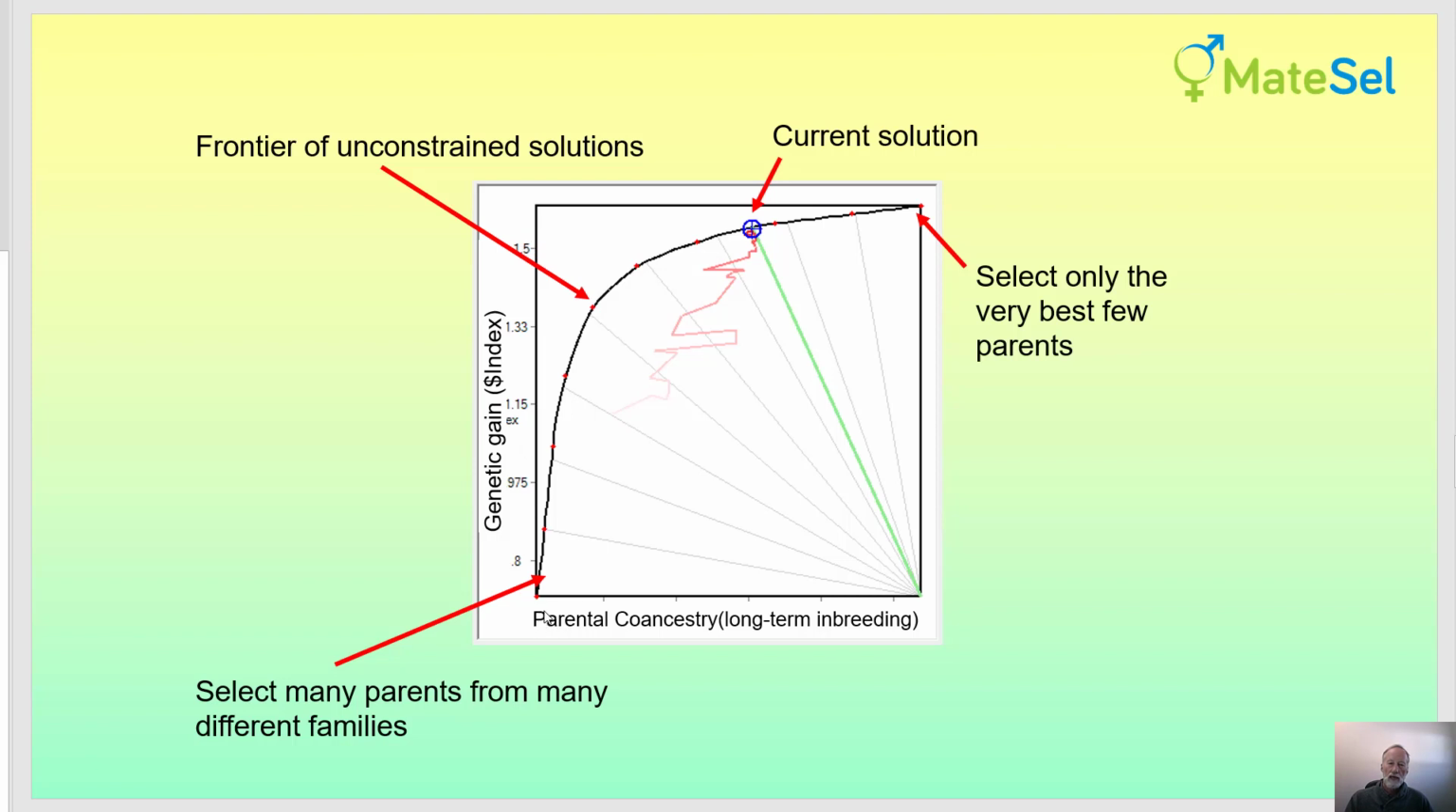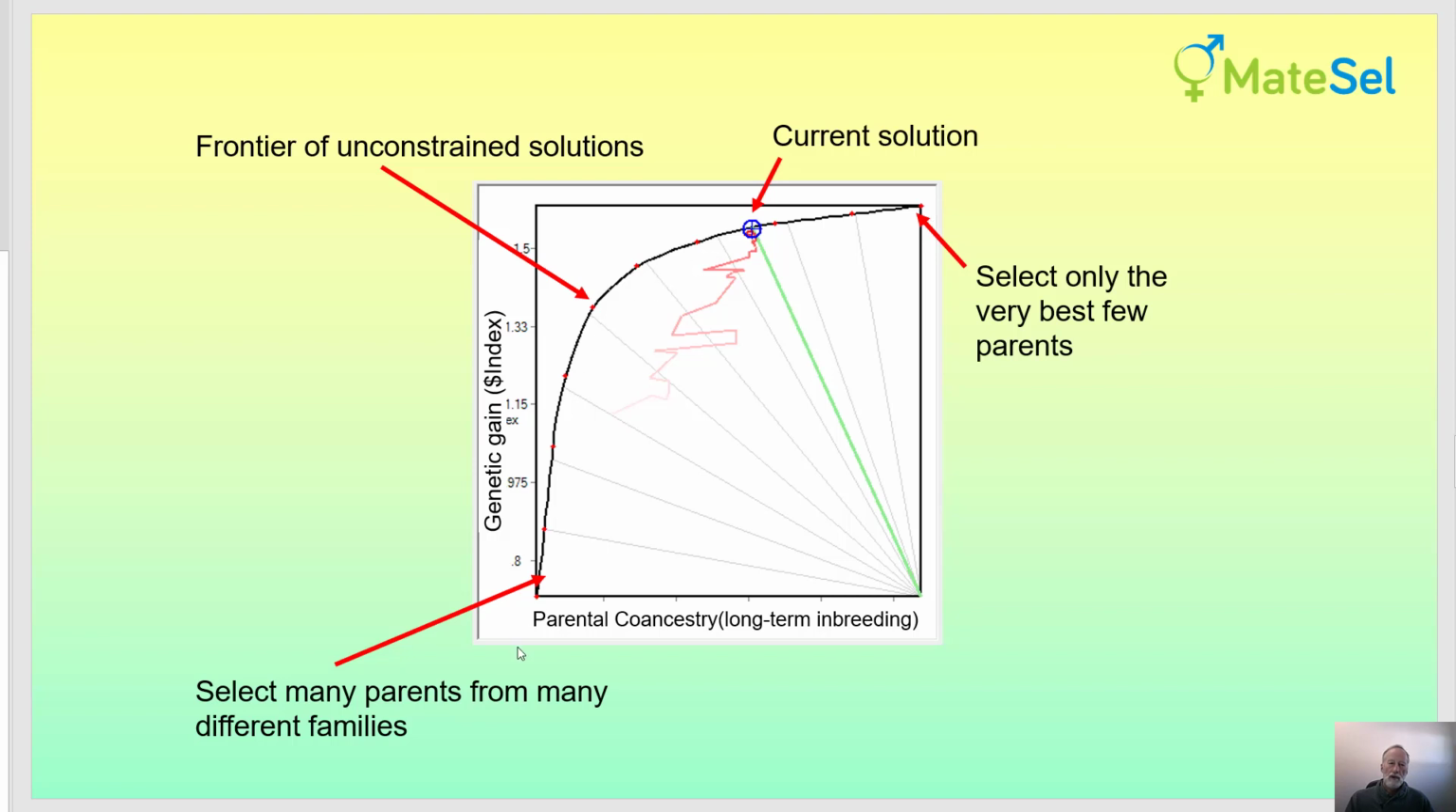On the x-axis, we have parental coancestry, and we want that to be low relationships amongst parents, and more parents helps to achieve that as well. So over on the left here, we have high diversity and lower inbreeding in the long term. Now, if we go for a policy of maximal genetic gain, we end up having less diversity and too much long-term inbreeding, and we get that by selecting only the very few best individuals as parents.